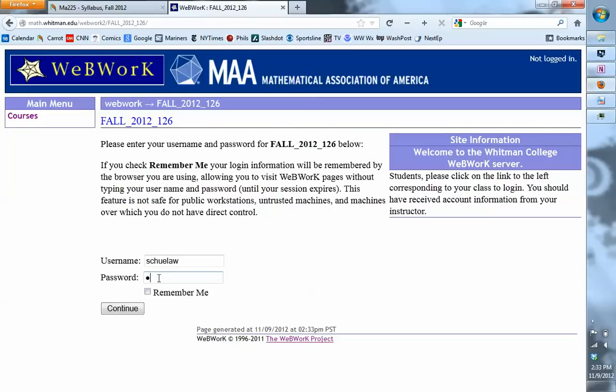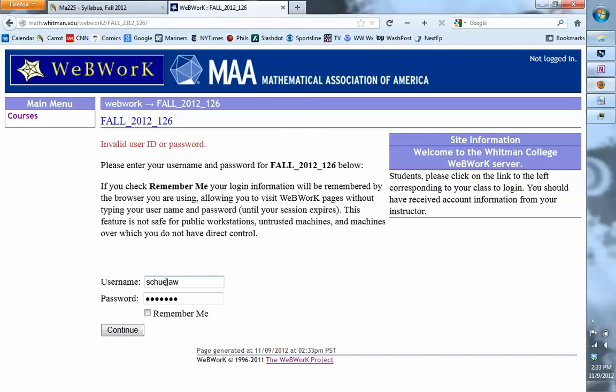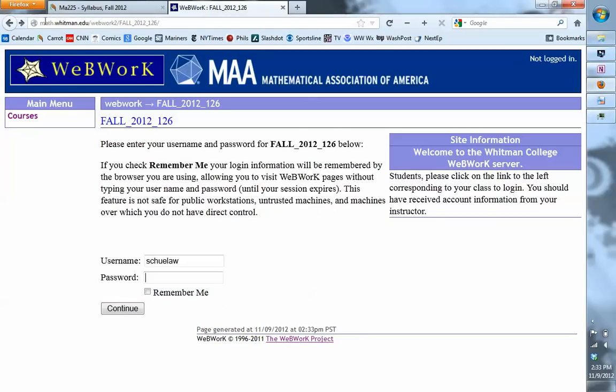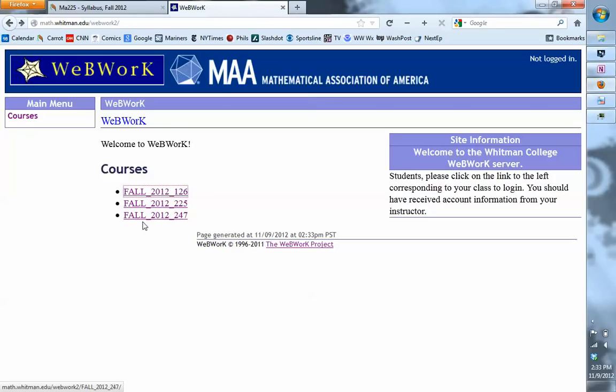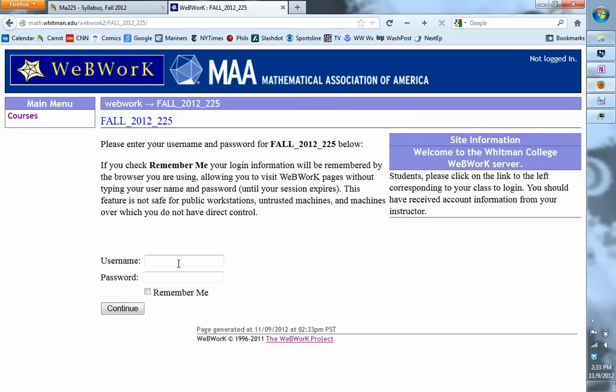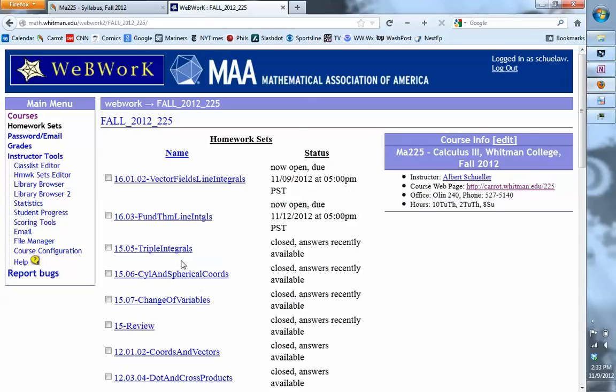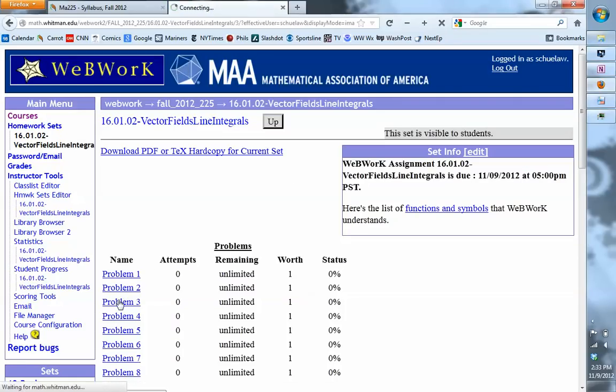For the longest time, this was remembering my password, and now it doesn't. It's kind of annoying. Now, when you clicked on the 126. Oh, there you go. Well, that definitely would help. Thank you. All right. Number 3, was it, Lila?